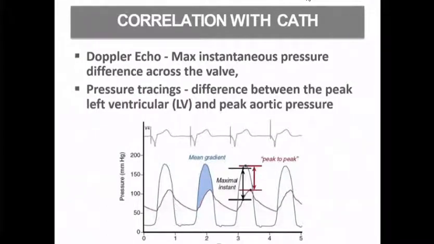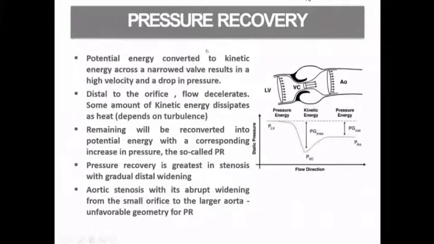Another very important question asked in the exams: Doppler echo maximum instantaneous pressure difference across the valve. Echo Doppler pressure tracing shows the difference between the peak of the left ventricle and the aorta. So you practice this graph, because many times the examiner will ask, in the CATH study they will give this, how much is the difference between the peak to peak and the maximal instantaneous gradient.